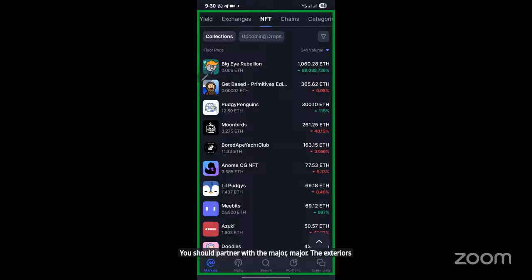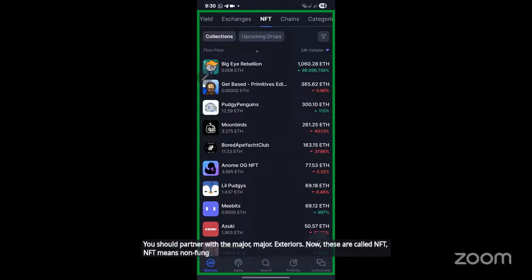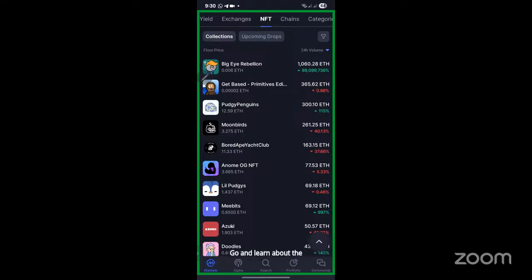Now, these are called NFT. NFT means non-fungible tokens. This is your exercise. Go and learn about non-fungible tokens. I'm not going to talk about it. Go and do more research about it.